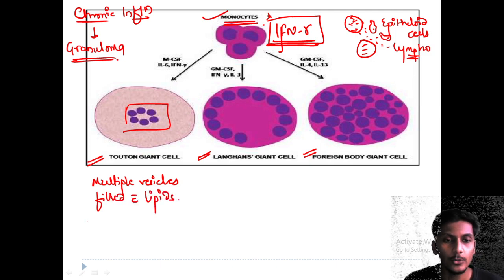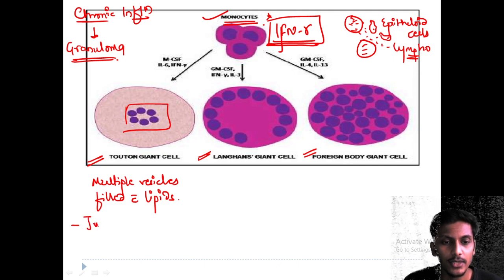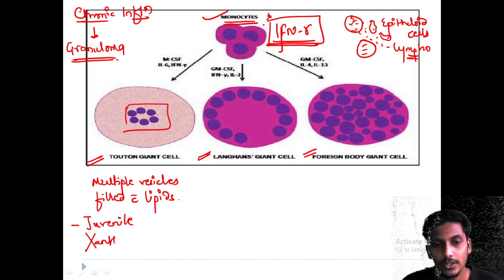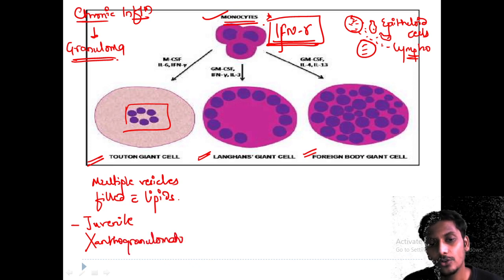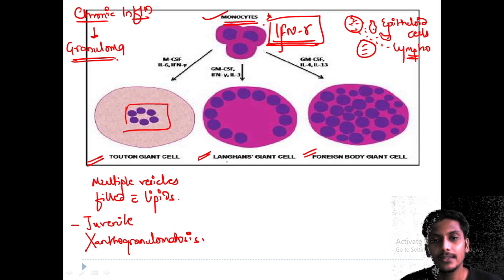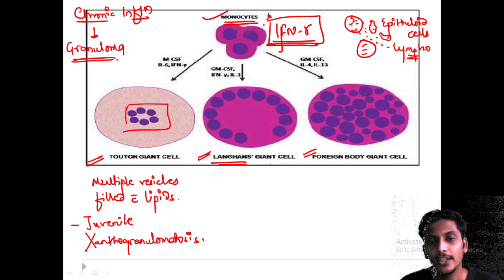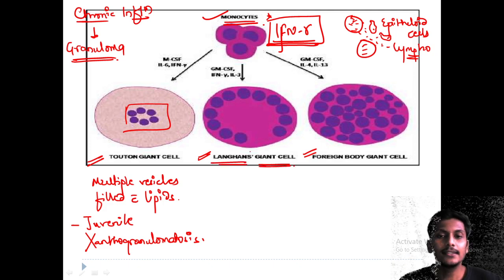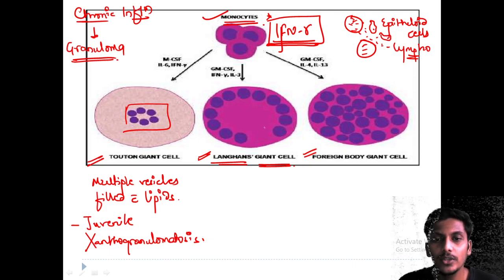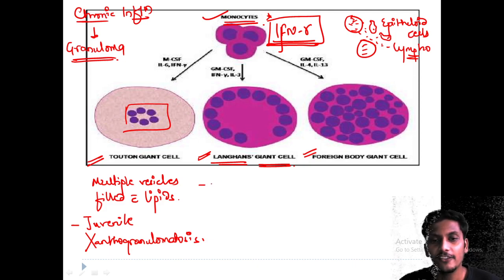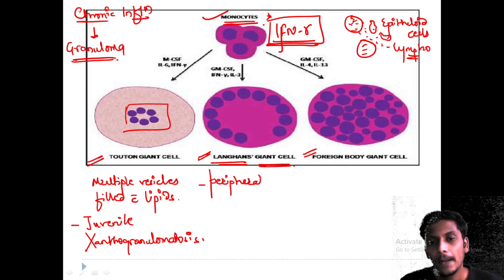And this is seen in which condition? These Touton giant cells are usually seen in a condition known as juvenile xanthogranulomatosis. Whereas the second type of giant cells are your Langhans giant cells. What is the characteristic feature of these Langhans giant cells? They have the nucleus arranged in a peripheral fashion, or a horseshoe arrangement.